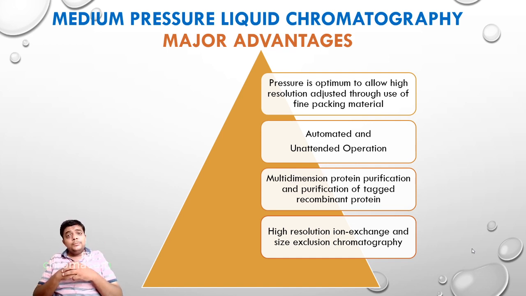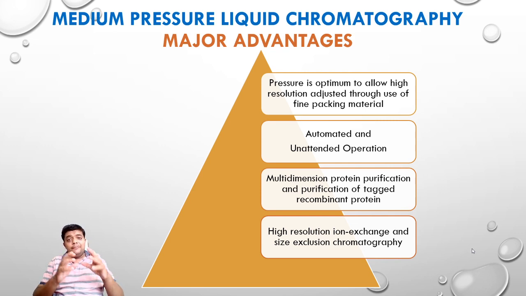We very well know that as the size of the packing material, that is the stationary phase, goes on decreasing, the pressure goes on increasing. So the packing material size plays a very important role when it comes to MPLC. It is automated and an unattended operation, that is, minimum human interference is required when you have MPLC.